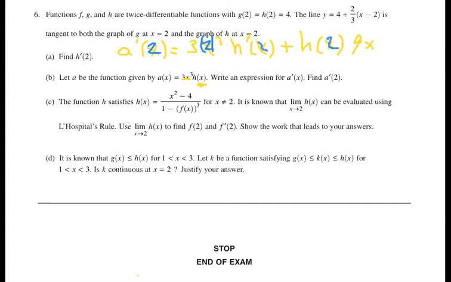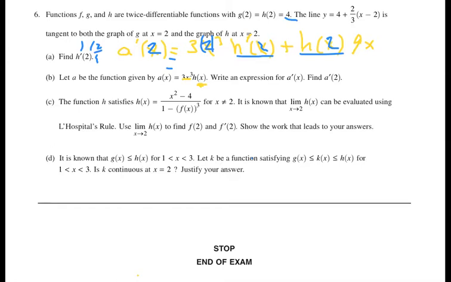The only two things I really have to find are h prime of 2 and h of 2. Well, they gave me h of 2 is 4 here. And we just found in the previous problem that h prime of 2 was 2/3, if you don't remember. So you really don't have to solve this. You just have to put those values in. If you want to solve it, you can.